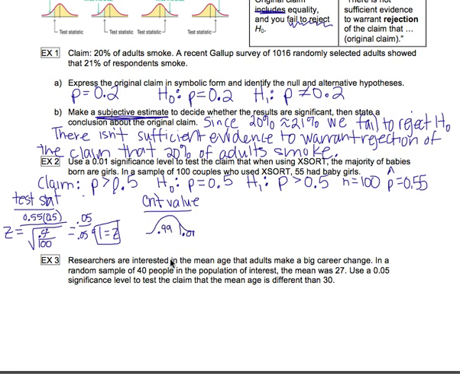And so in this case, because we're using a z distribution, the normal distribution, to find the critical value, we are going to use our inverse norm. So I do inverse norm of 0.99.